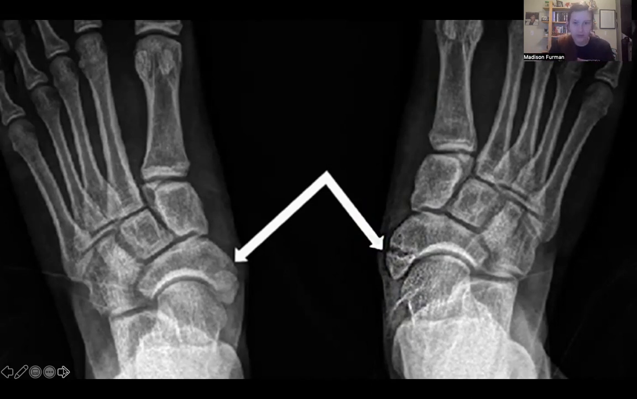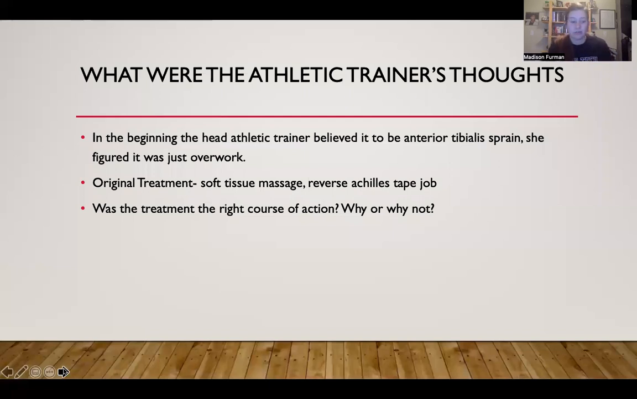So moving on past that, our athletic trainer's thoughts. In the beginning, our AT did all the special testing we needed to do for her. We believed originally it could be an anterior tibialis sprain, basically because of overwork. We knew overwork was a big factor in this, but we didn't know exactly what part of the overwork it could be. So she treated the anterior tibialis sprain, and from there she did soft tissue massages and then a reverse Achilles tape job just to see if that would help.